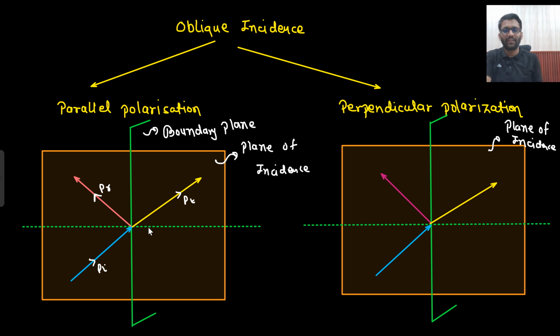Okay. So this is incident wave, reflected wave, and transmitted wave. Is that clear to you? All these things are clear. Now what do you mean by parallel polarization?